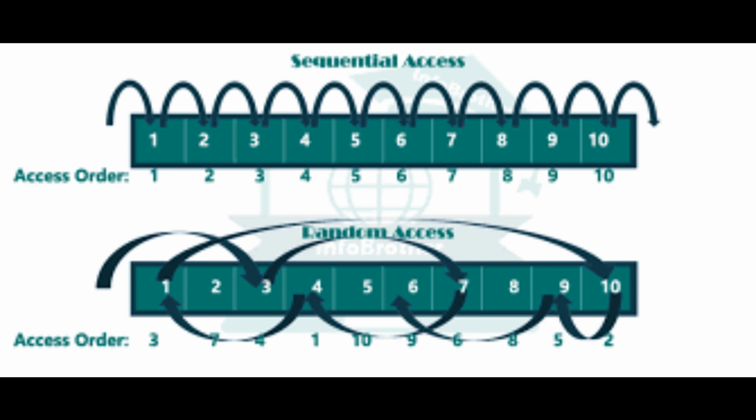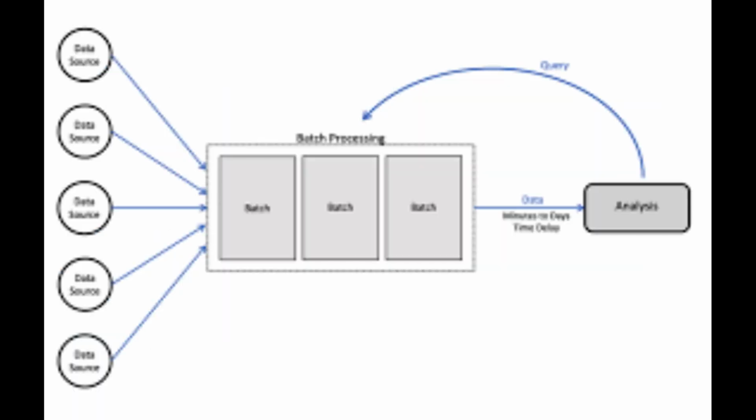Random access. Data is accessed directly by specifying an index or key, without needing to read data sequentially. Efficient for retrieving specific pieces of data from large datasets. Examples include key-value stores and database systems.